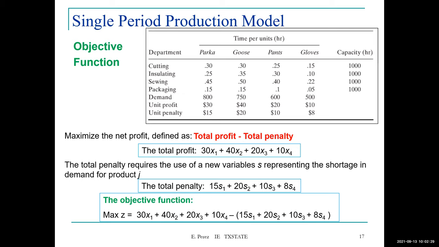So the objective function is going to be equal to the summation of the profit times the decision variables, associated with the number of units that I'm going to produce per product, minus the summation of those penalties associated with the products that I was unable to produce, which again is equal to the demand minus the number of units that you end up producing per product. We're going to see that in a minute when we formulate the constraints.